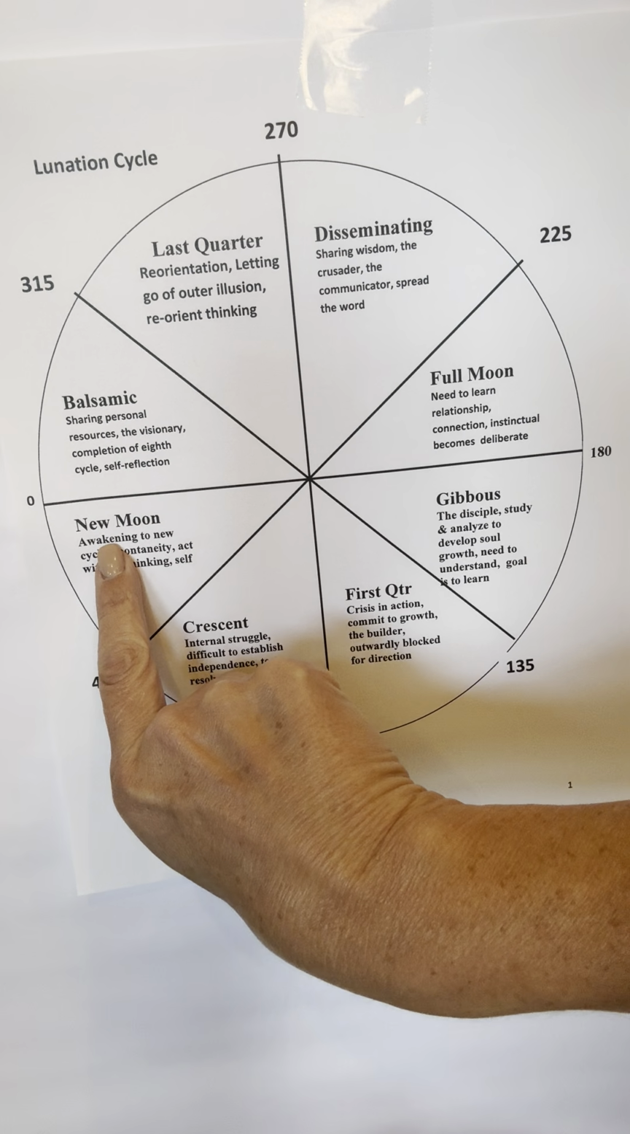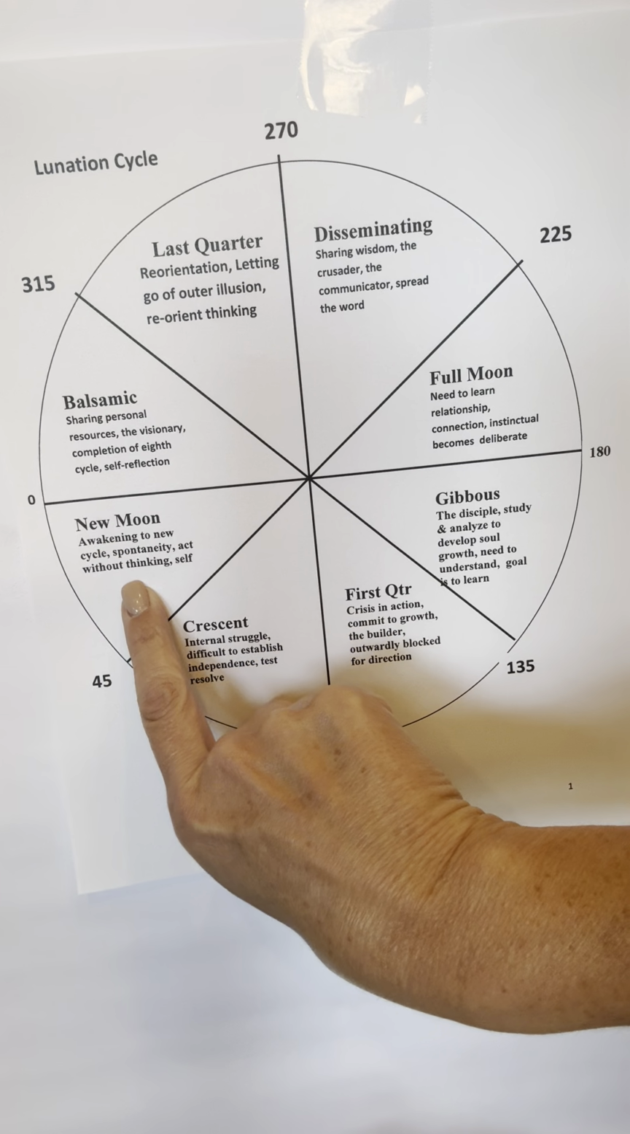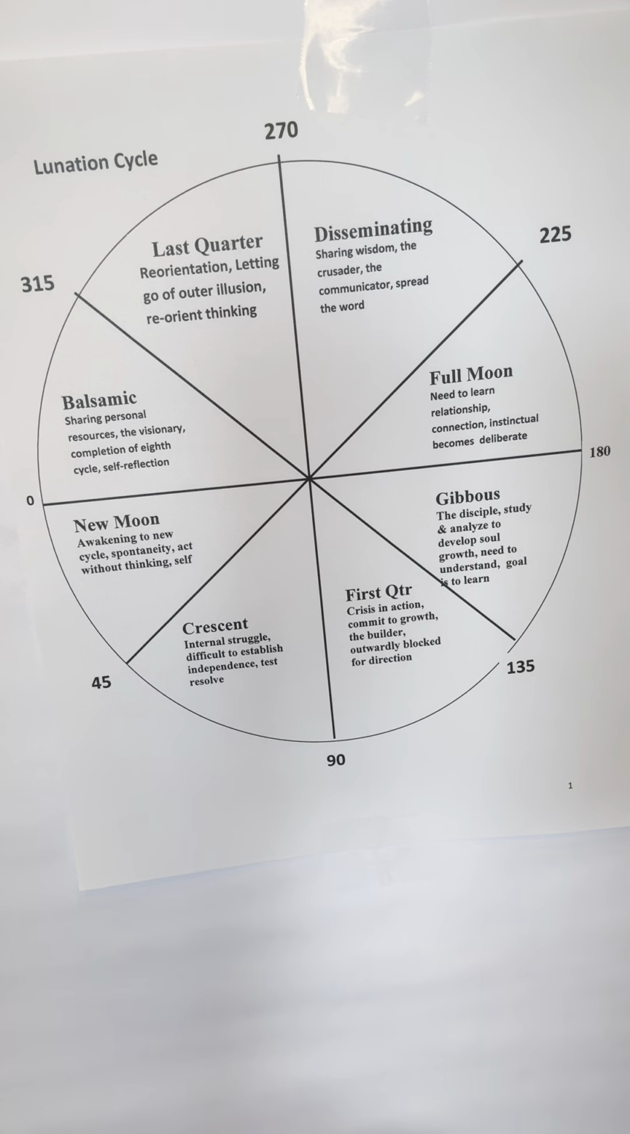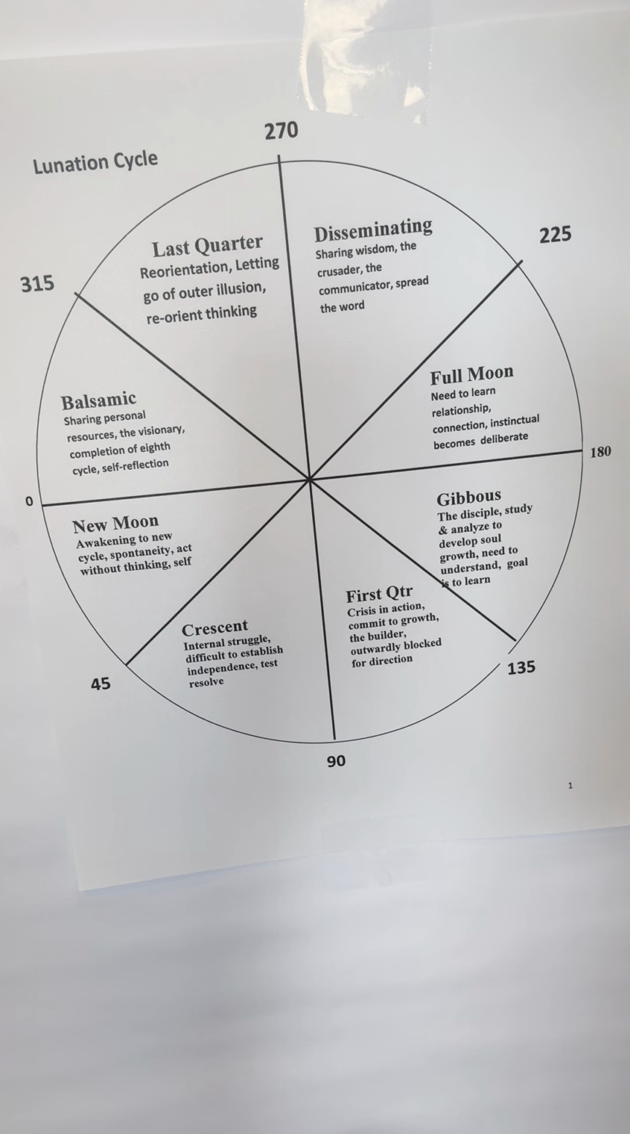So let's start over here with the new moon. The new moon phase is from 0 to 45 degrees, and this is the beginning of a new cycle. New moon people are instinctive, spontaneous, and they're here to break new ground, and their soul says, do something different, keep moving forward, and don't look back.